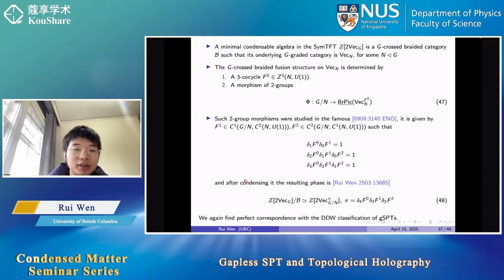After you condense it, you can prove that the resulting phase is exactly a twisted G/N gauge theory, where this twist is now a 4-cocycle given by this expression. So again, the point is that we find perfect correspondence with the decorated domain wall construction classification of gapless SPTs.